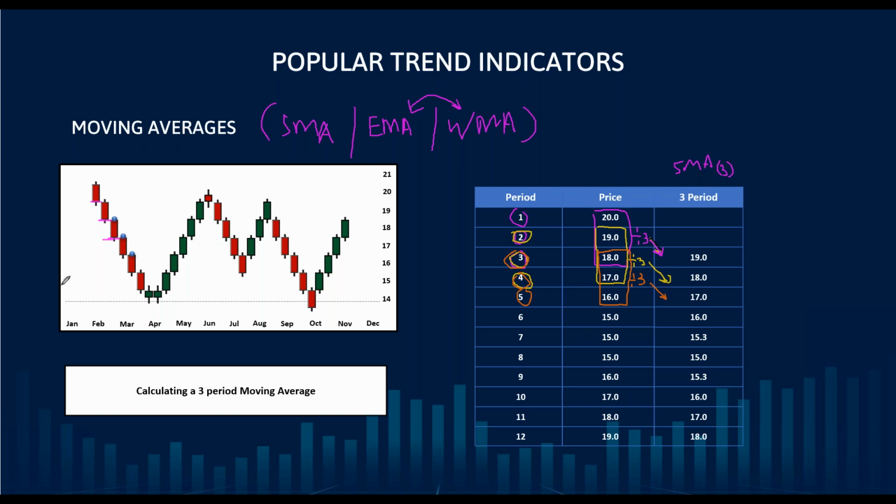So once you have all the points, they actually plot them, and you get this black line over here, which is the 3-period moving average. All right, so it's a 3-period moving average.